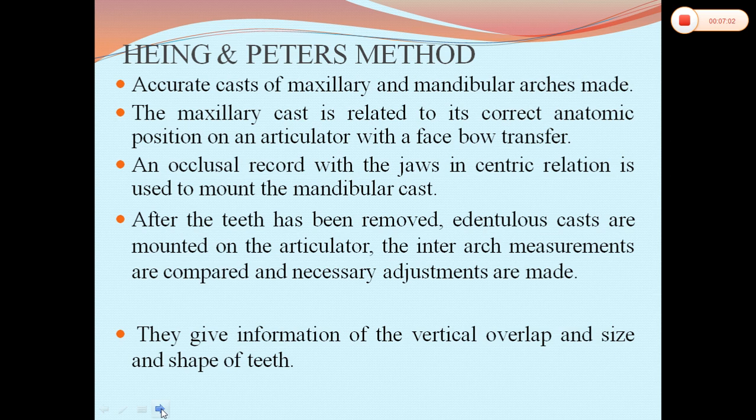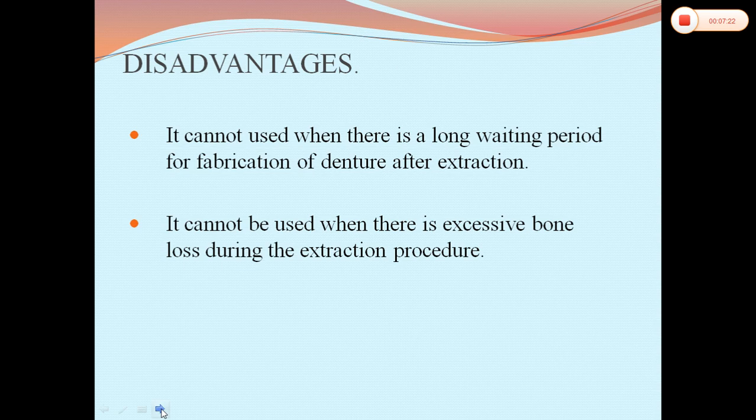After the teeth have been removed, the edentulous casts are mounted on the articulator. The inter-arch measurements are compared and necessary adjustments are made. They give information on vertical overlap and size and shape of the teeth. Disadvantages: it cannot be used when there is a long waiting period for fabrication of the denture after extraction. It cannot be used when there is excessive bone loss during the extraction procedure.